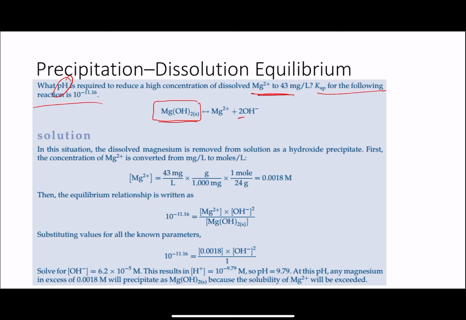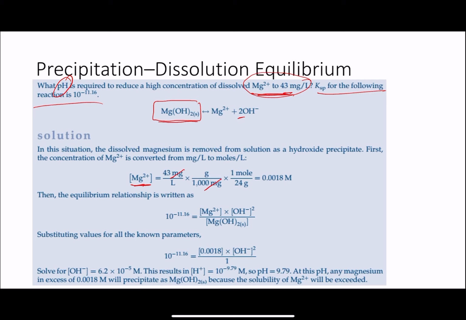So let's convert this magnesium to mole per liter. Mg2+ is equal to 43 milligram per liter, and you convert milligram to gram. So gram over milligram, this will cancel with this. And now you divide it by the molecular weight of magnesium. The molecular weight of magnesium is 24. So you divide it by 24 gram per mole.